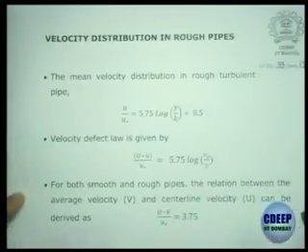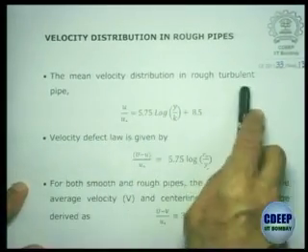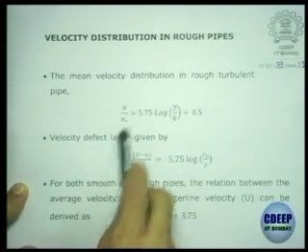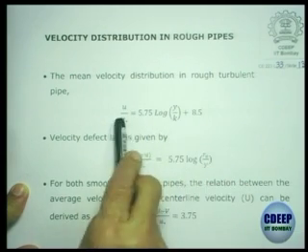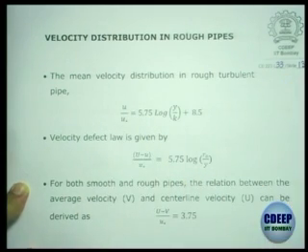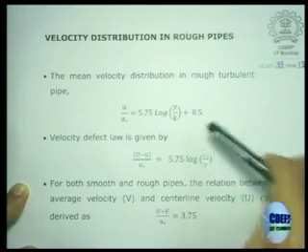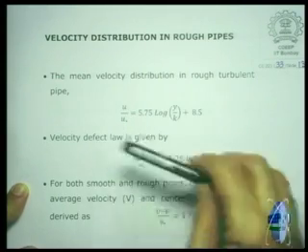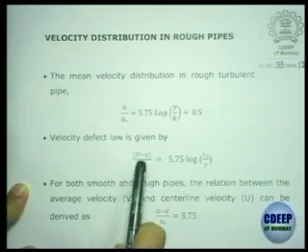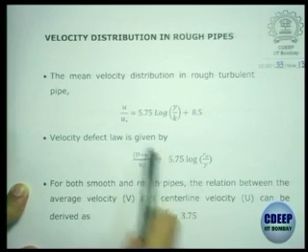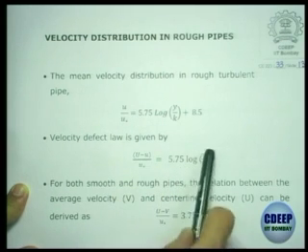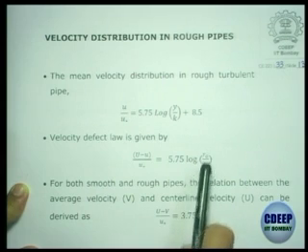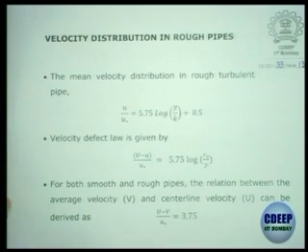And same in case of a rough turbulent pipe, u by u star equal to 5.75 log y by k plus 8.5, already quoted to you earlier. Velocity defect law, even if I apply this, subtract one from the other, I am going to get u minus u by u star equal to 5.75 log r naught by y. R naught stands for the delta by y.